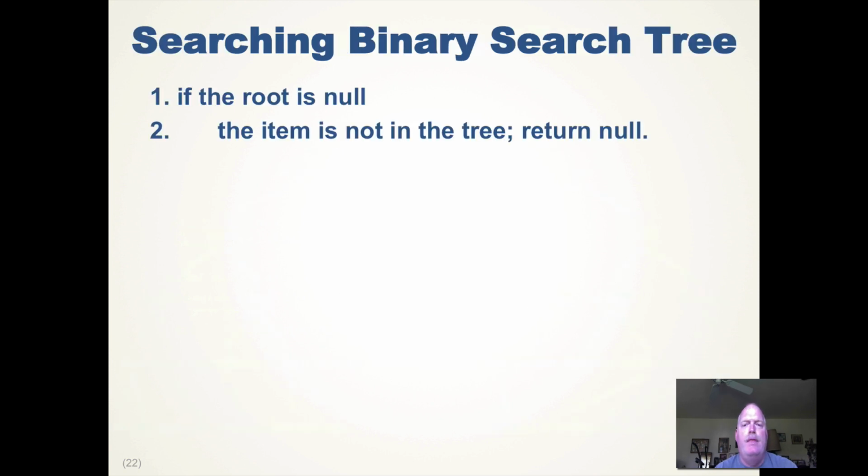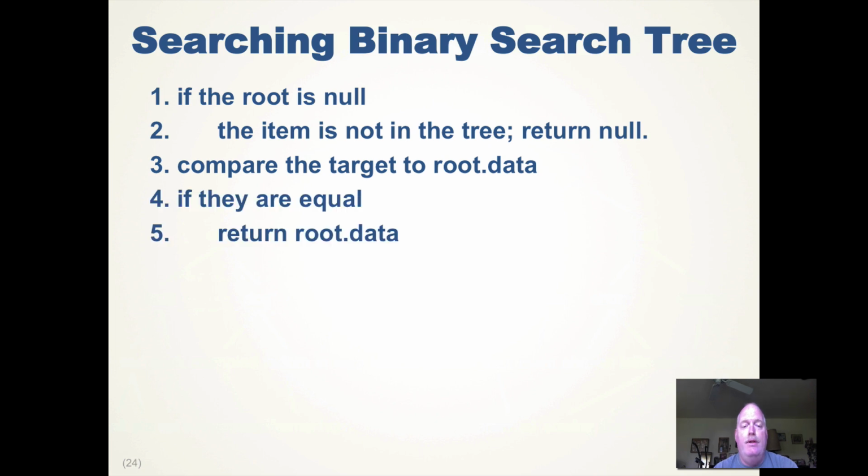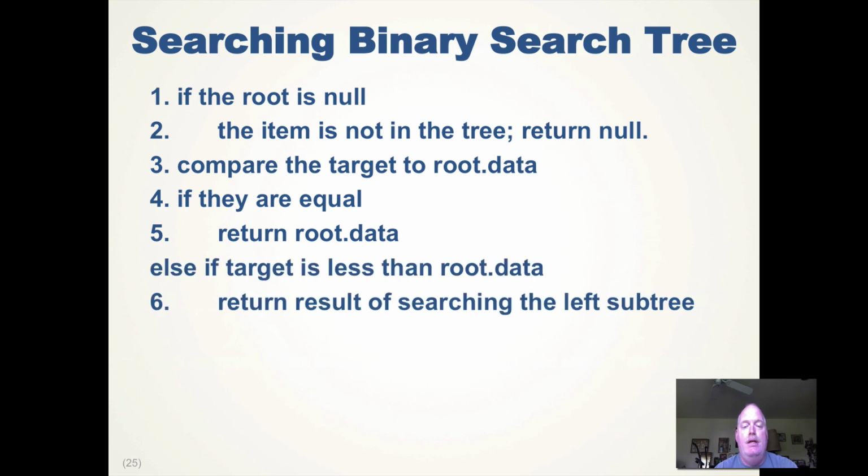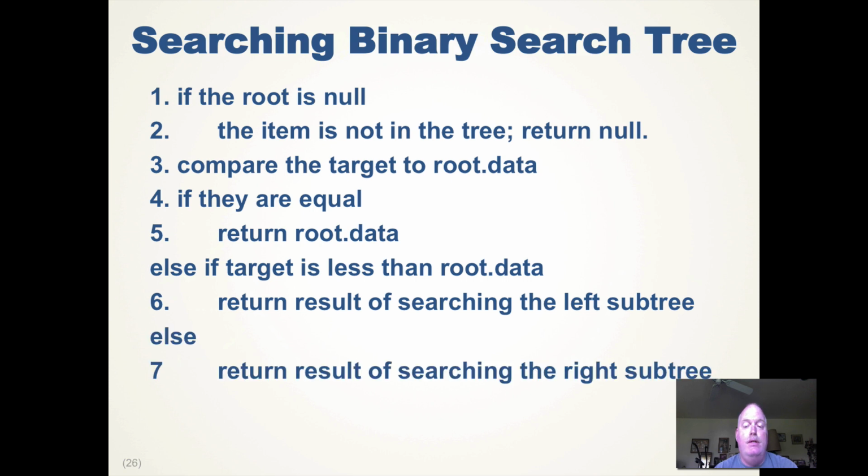So what do we do for searching the binary search tree? If the root is null, it's not in the tree, because there's no tree here, we return null. We compare the target to the root data, and if they're equal, we found what we're looking for, and we return the root data. If it's less than the root data, we search the left subtree. If it's greater, we search the right subtree.